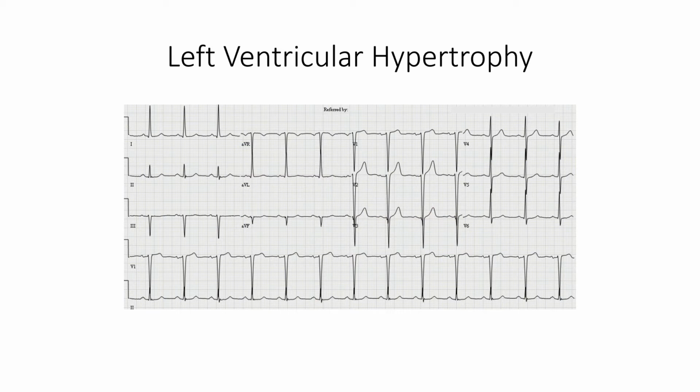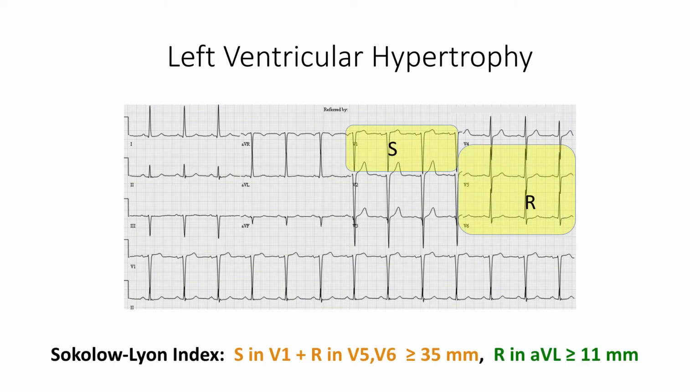Now the other criterion is the Sokolov-Lyon index. This one is a bit more complicated because now we're looking at leads AVL, V1, and leads V5 and V6. So first, calculate the depth of the S wave in lead V1 and add this to the taller of the R waves in either V5 or V6. If the S in V1 plus the R in either V5 or V6 is greater than 35 millimeters in either males or females, then this is suggestive of LVH.